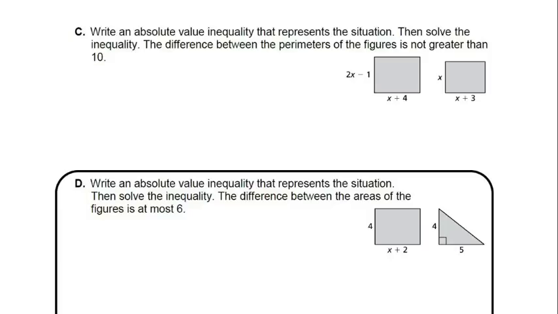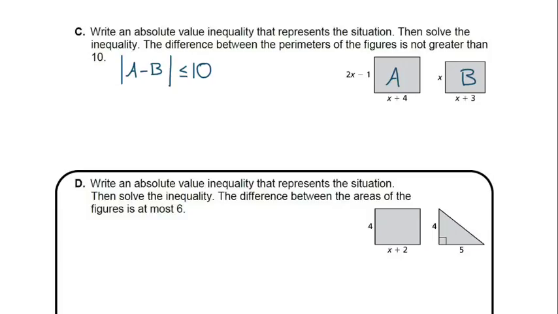Well, just for lack of a better term, we're going to call this one A, and we're going to call this one B. It says the difference in the perimeters is no greater than 10. So if I just take the first one and subtract the second one, okay, I want this to be no greater than 10. So I want it to be smaller than 10. So the absolute value of A minus B is less than or equal to 10.